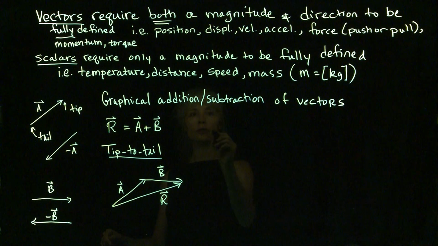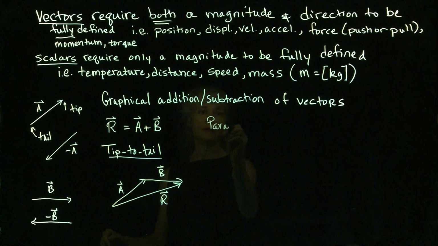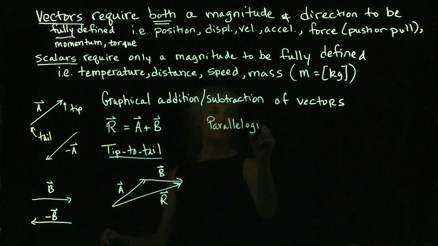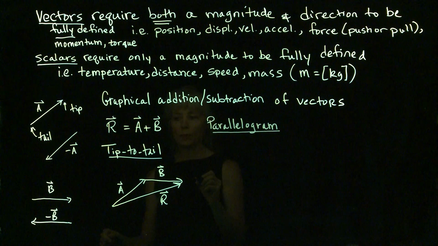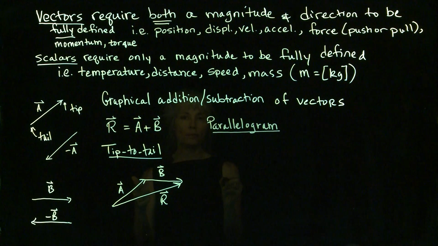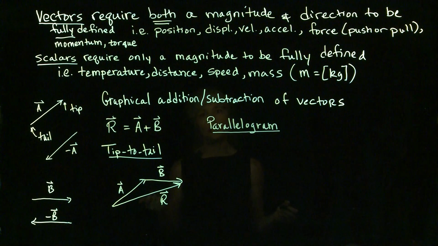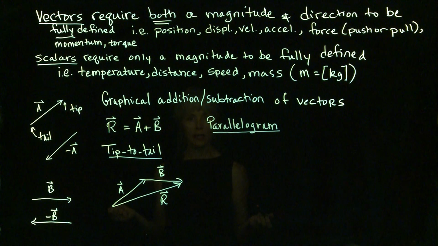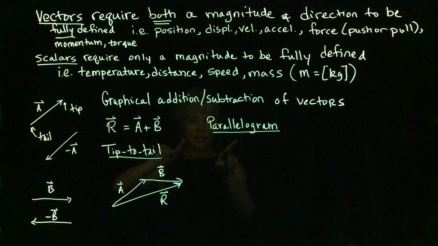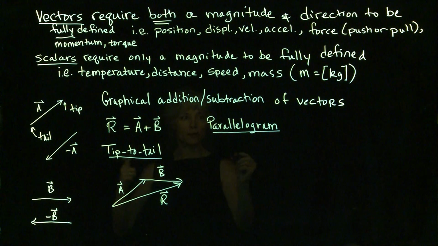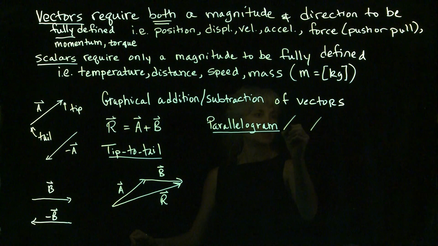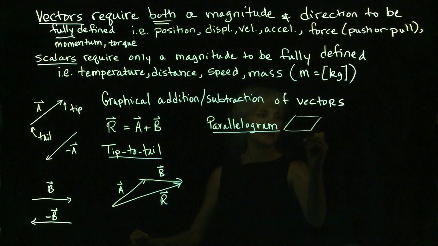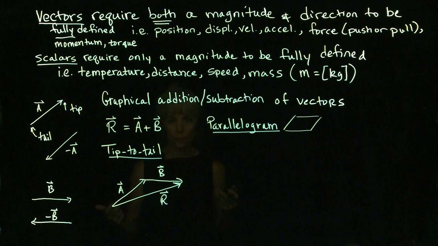The other method that we can use is called the parallelogram method. That's where we take vector A and vector B and we place them tail to tail so that they'll form two sides of a parallelogram. Remember, a parallelogram is a four-sided figure with two sets of sides that are parallel to one another. So for example, this is a parallelogram. These two sides are parallel and these two sides are parallel. This is what a parallelogram looks like.